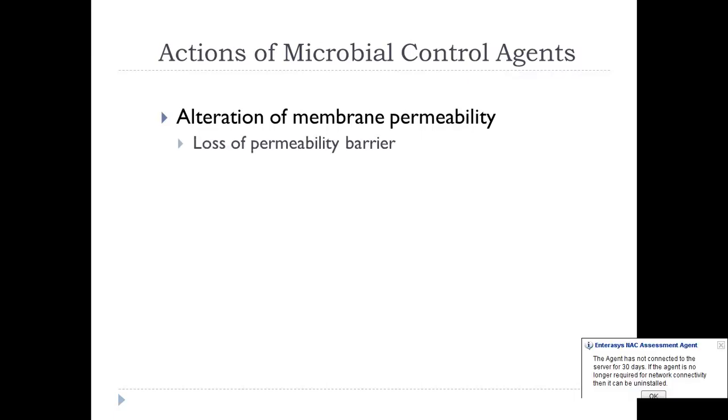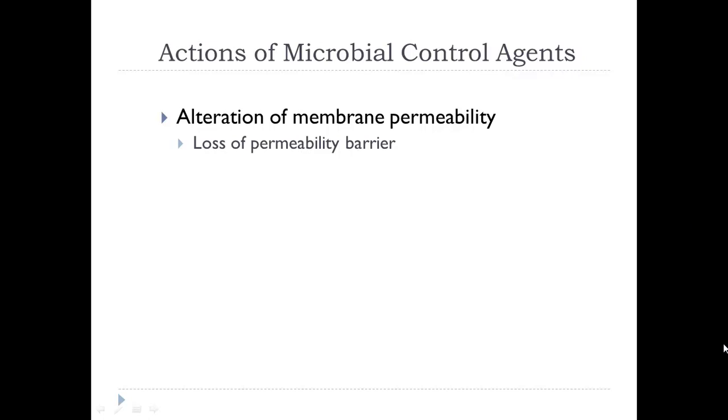Actions of microbial control agents. The plasma membrane contains proteins, so that means it can be altered by alcohols. Membranes also contain lipids, which can be disrupted by substances that dissolve lipids. Here we can use alcohol or detergents to disrupt the lipids. The consequence is a loss of the permeability barrier, so antimicrobial agents can reach the cell.